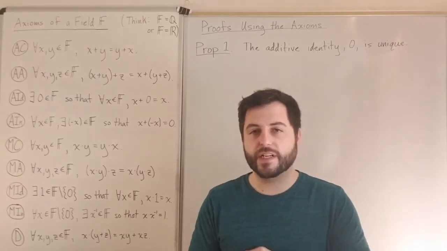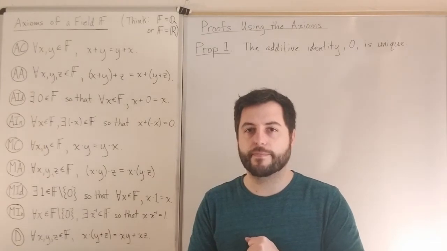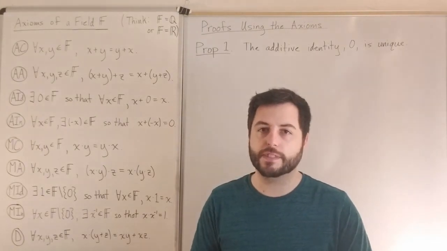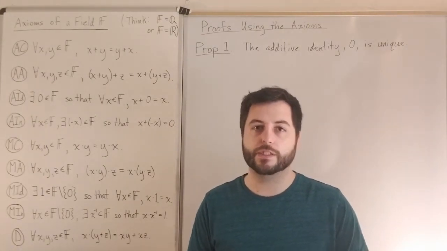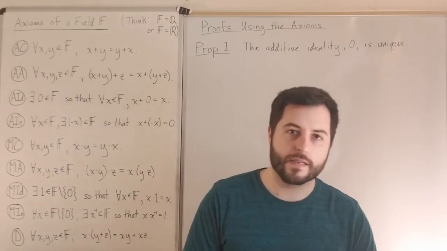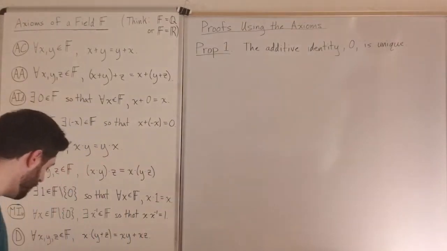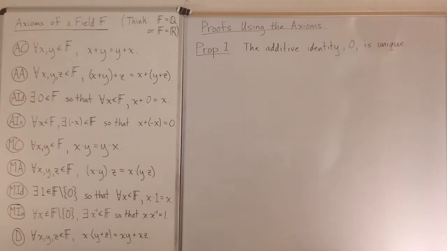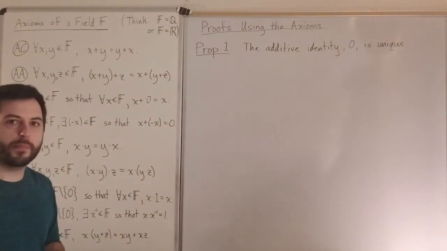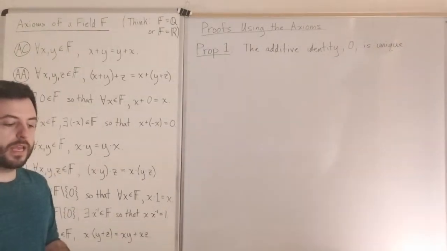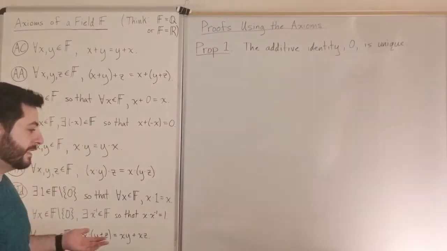Hi, in this video we're going to be talking about fields. So a field is a mathematical object which is defined by a bunch of axioms. These axioms are going to be properties that the field has, and every other property that the field has is going to be derived from these axioms.